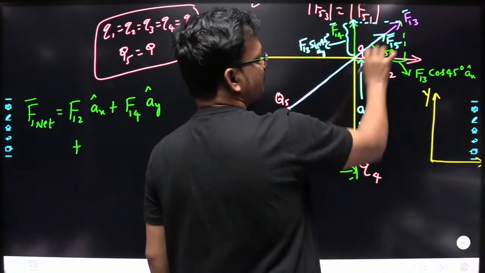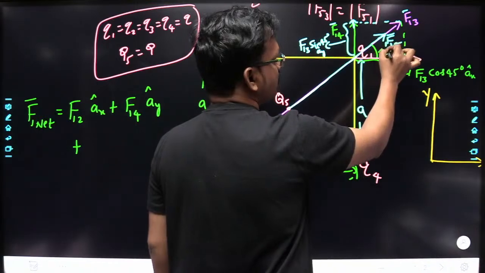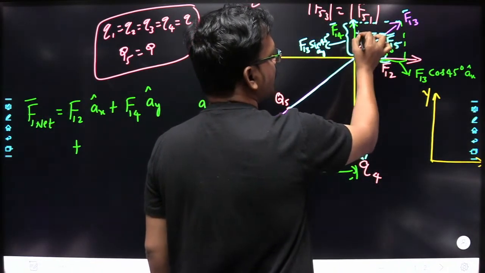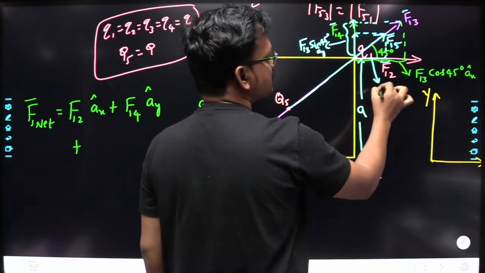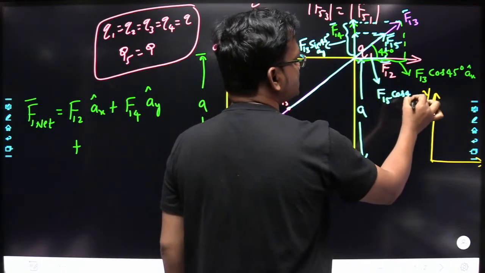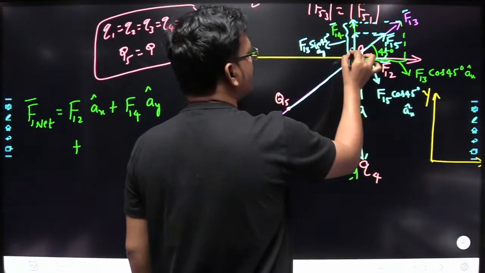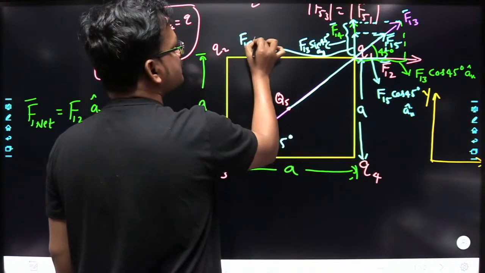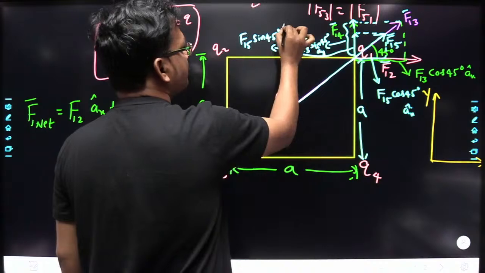Similarly, if you observe F15 here, it is going to have the component along x direction, and also it is going to have the component along what? Along y direction. So what is the component along x direction here? That is nothing but F15 cos 45. Yes or no? F15 cos 45 ax cap. And what is y component? Y component is F15 sin 45, F15 sin 45 ay cap.